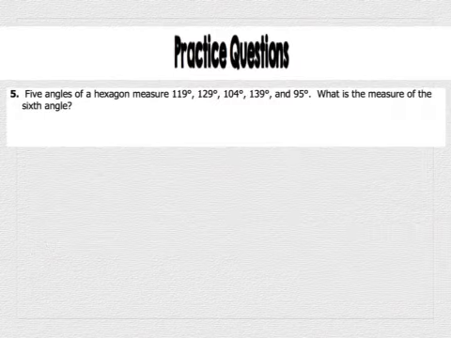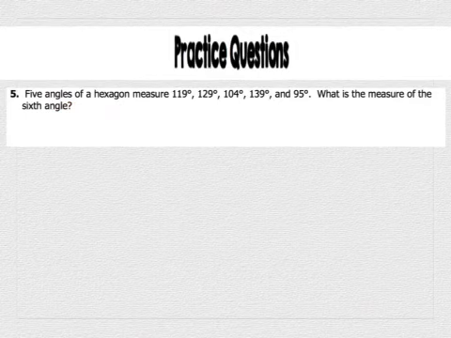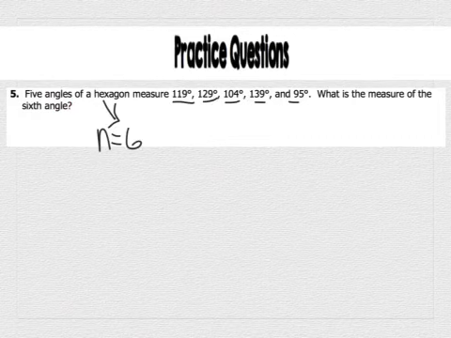In this section, we want to make sure that we read the question carefully. It says 5 angles of a hexagon. So what do we know? We know a hexagon has 6 sides, so n is equal to 6. It's given us the other angles, which is 5. We've got to find the missing one. This is talking about interior angles. So we're going to use this first formula.